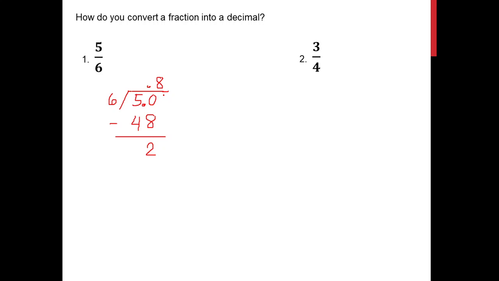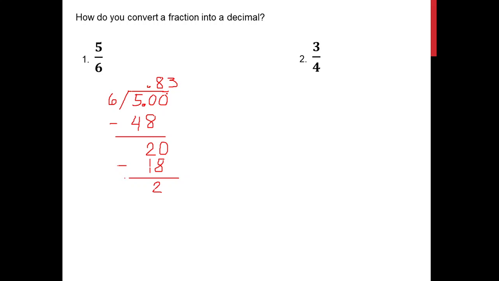Let's try to add another 0 here. Then bring this one down here. So we have 20 divided by 6, we have 3. Next, 3 times 6, that is 18. Then subtract 20 minus 18, that's 2.